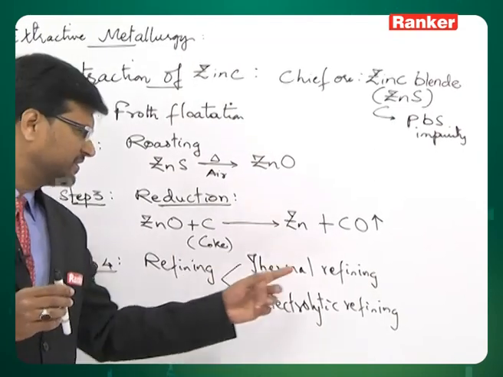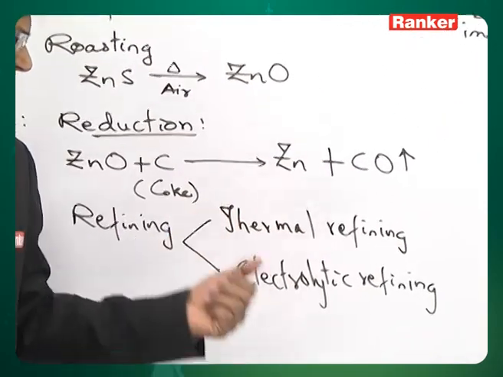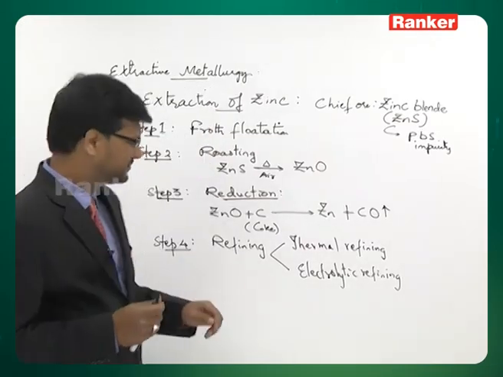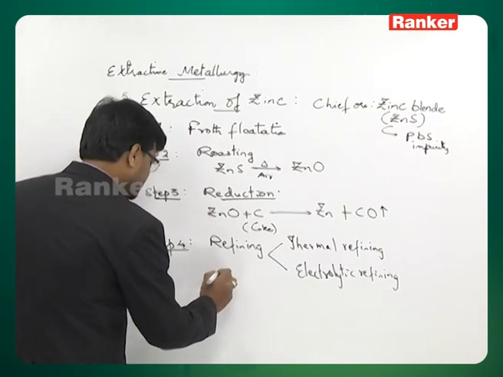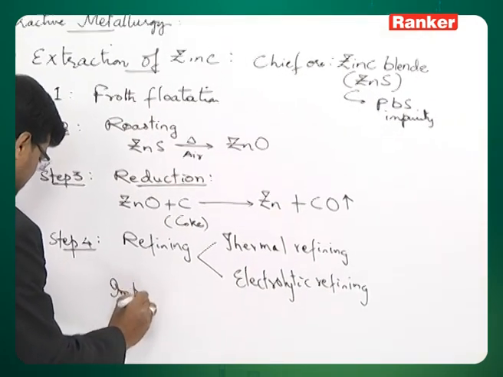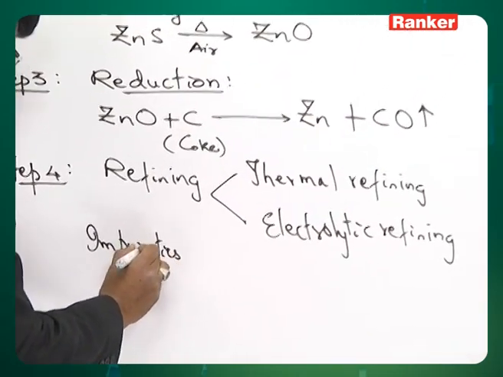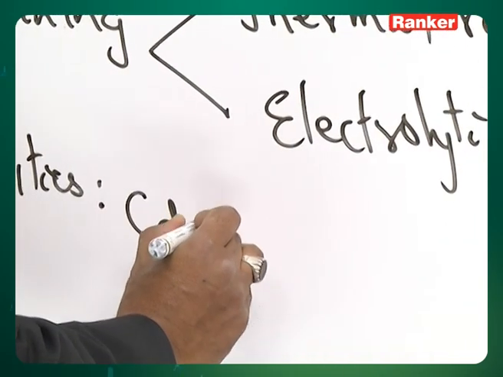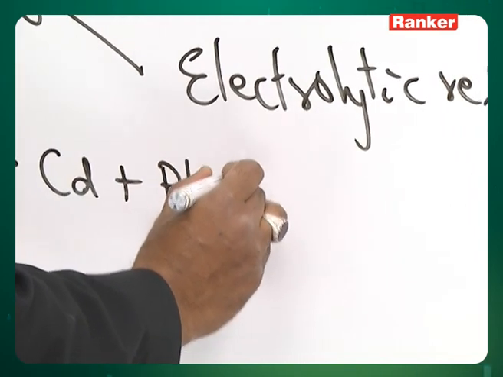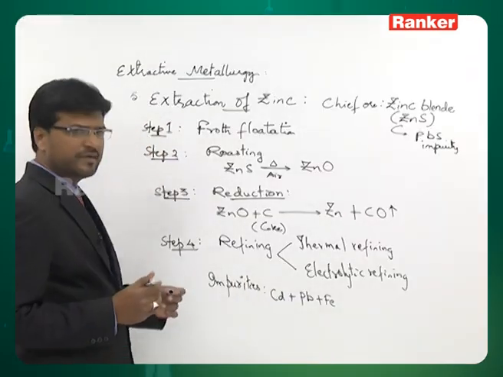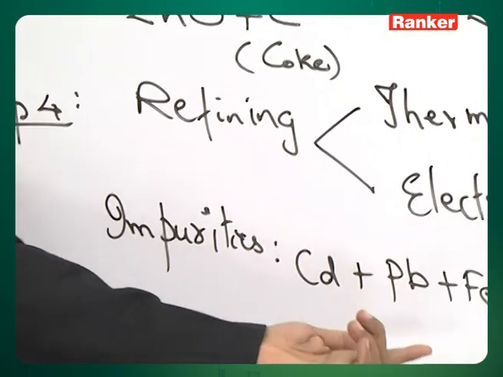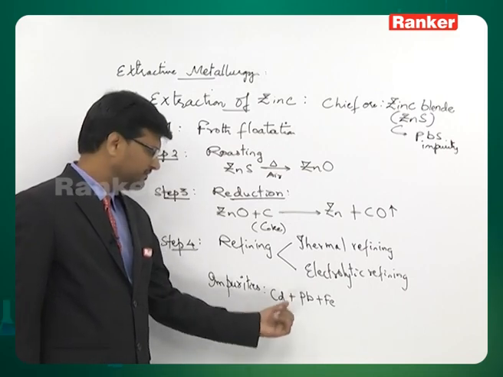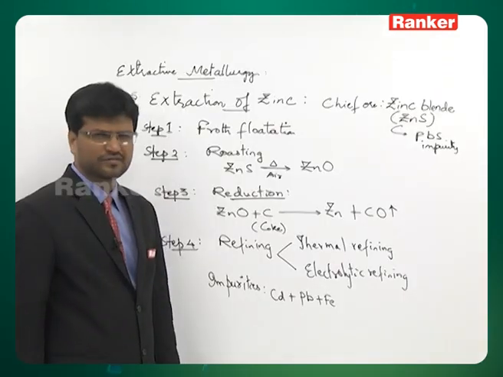There are 2 ways we can do refining. Thermal refining is one way of purifying zinc. Another way of purifying zinc is electrolytic refining. I want to elaborate on these 2 after some time. Let me add one point here. Impurities present in the zinc are cadmium, lead and iron. These are the three metals which are generally present as impurities in zinc, and under refining we will be trying to find out how we will be able to get rid of these impurities from zinc.